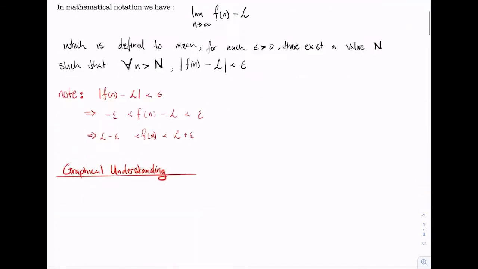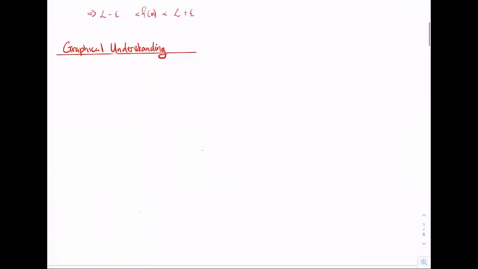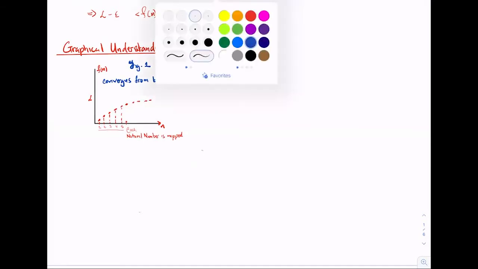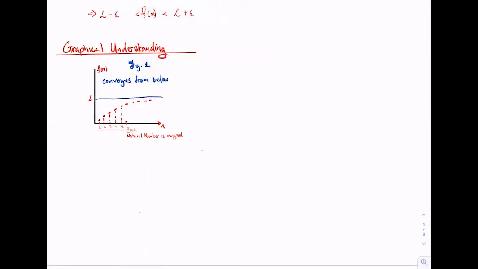All right, now let's look at a graphical understanding that can help us to further get insights into what we mean by the limit of a sequence. Let's look at figure 1. We have this sequence of points, denoted graphically as these points that are curving upwards. If we put in this line right here, you'll notice that our sequence is tending towards L. So we have a converging sequence, converging towards L from below.